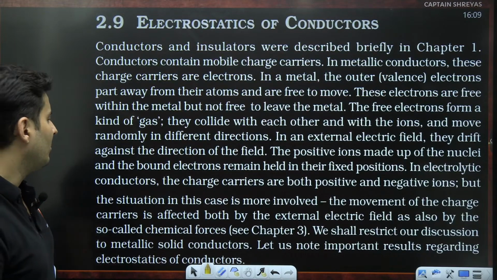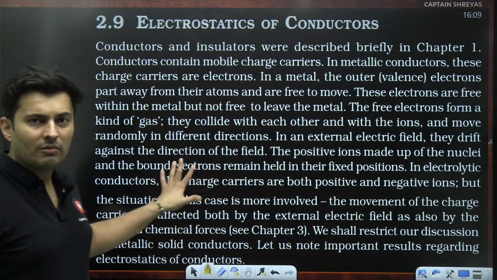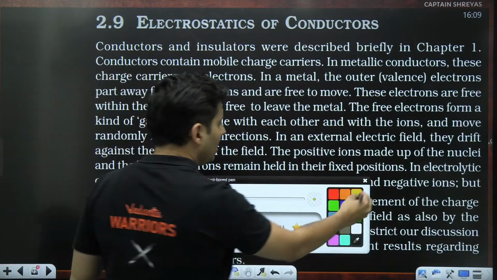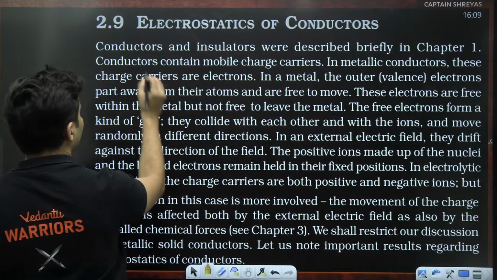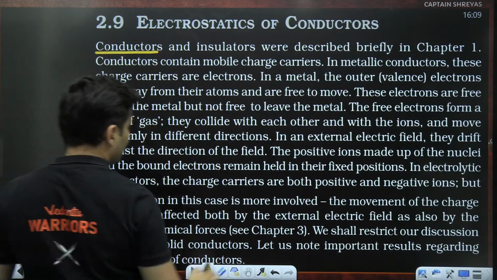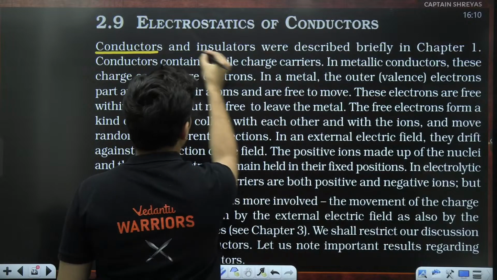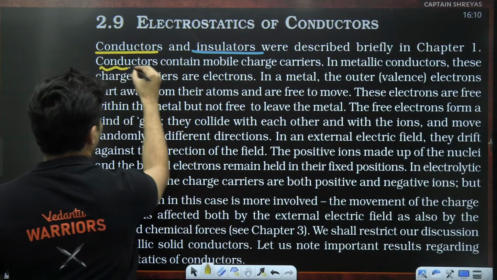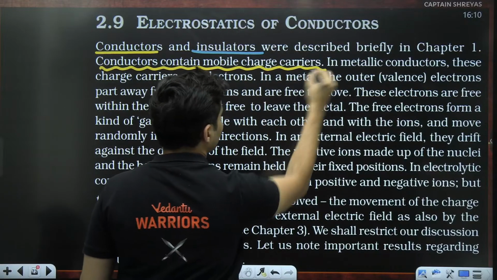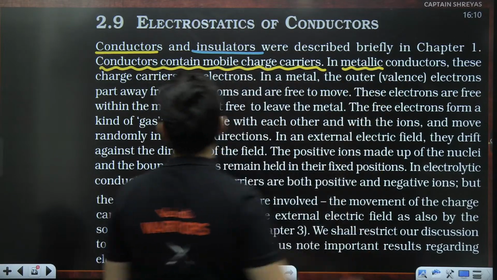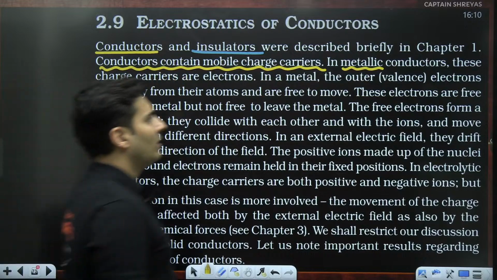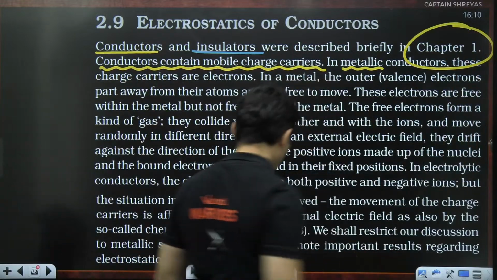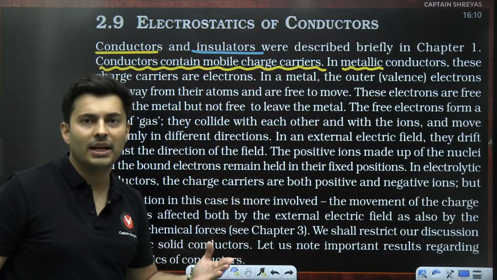Let's see our important results. In this section we don't have anything very important, but mainly you should know about conductors versus insulators. We have already studied all the important properties of conductors, which contain mobile charge carriers and are usually metallic in nature. All that was already done in chapter 1, so it's just a recollection of that.